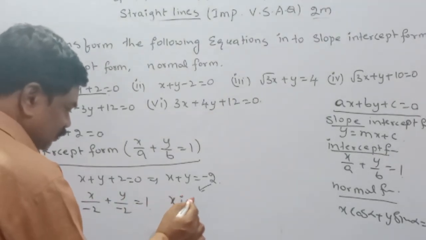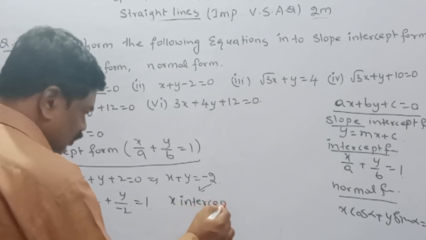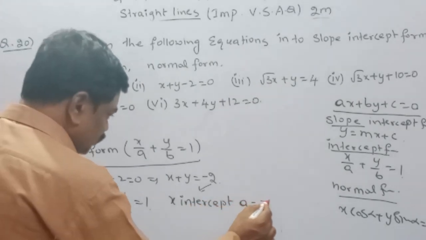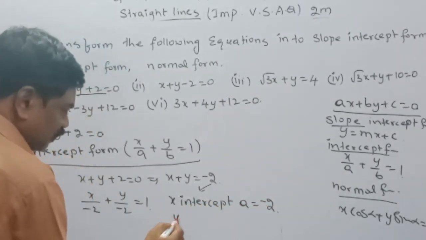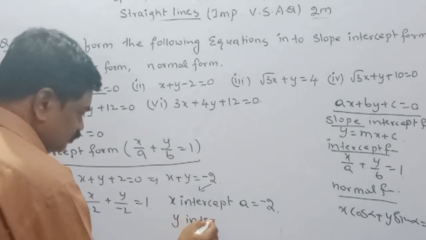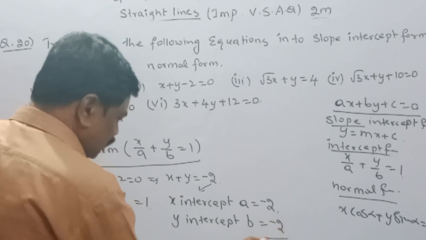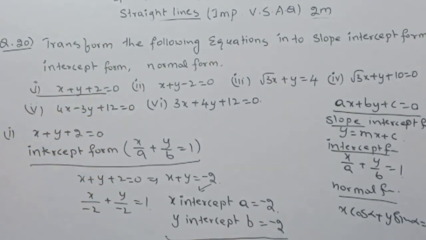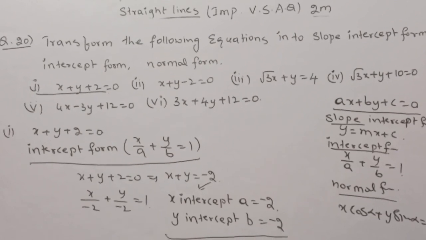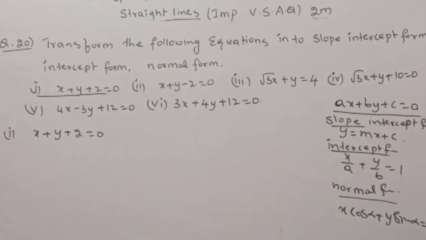X intercept a is equal to minus 2. Y intercept b is equal to minus 2. This is the intercept form of the given line equation. Okay, all of you. Next, normal form.